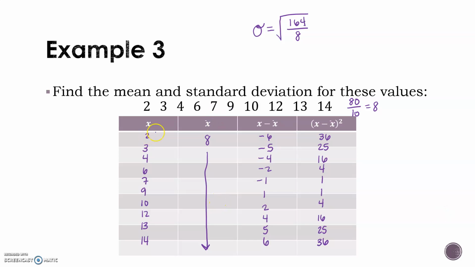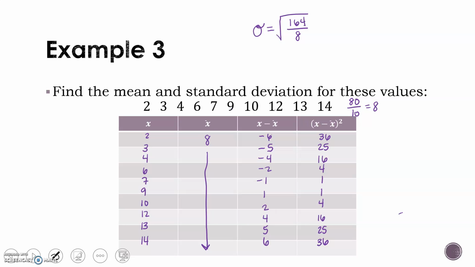When I subtracted this column minus this column, I got -6, -5, -4, -2, -1, and all of those numbers positive. This won't always happen, it's just the values that I gave you this time. And then when I square each of those values, I get things like 36, 25, 16, 4, 1, 1, 4, 16, 25, 36. And so then I said, okay, now I got to find standard deviation.